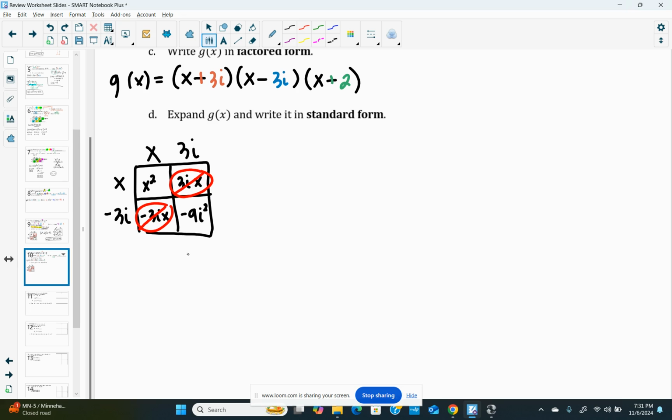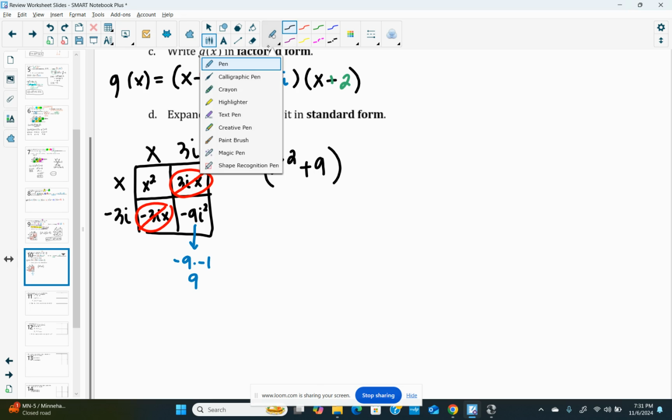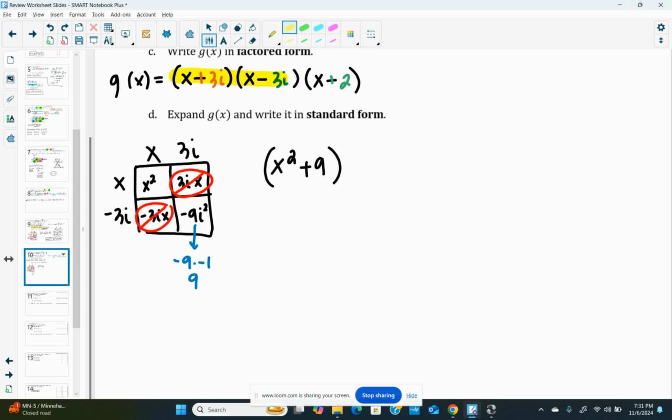And then negative 9i squared. So you have negative 9, and then remember i squared is negative 1. So negative 9 times negative 1 is positive 9. So these multiply to be x squared plus 9. So that's for this part. Then we need to multiply it by x plus 2.